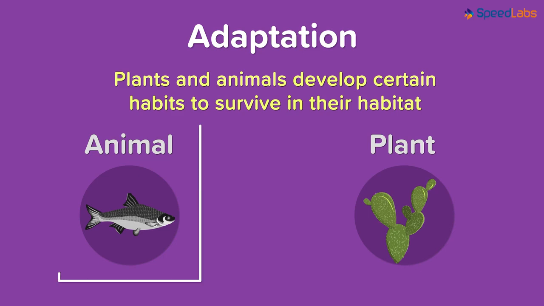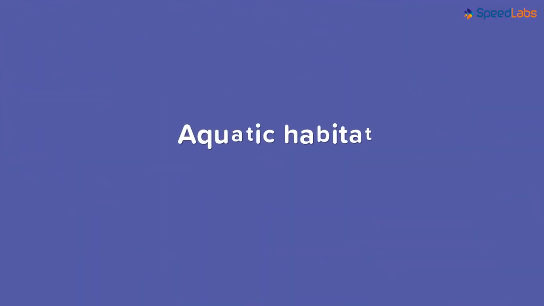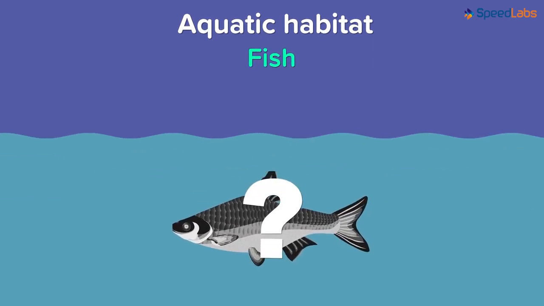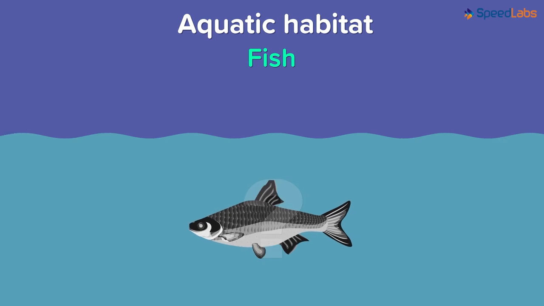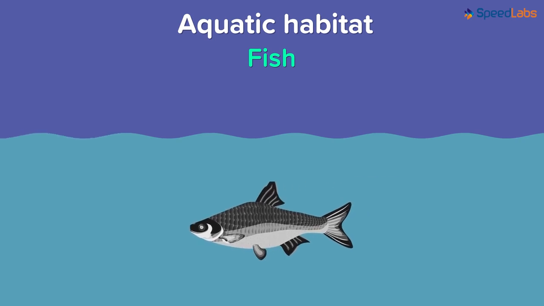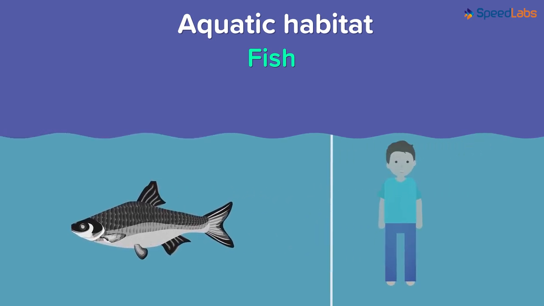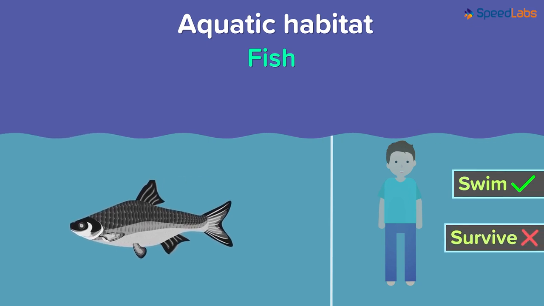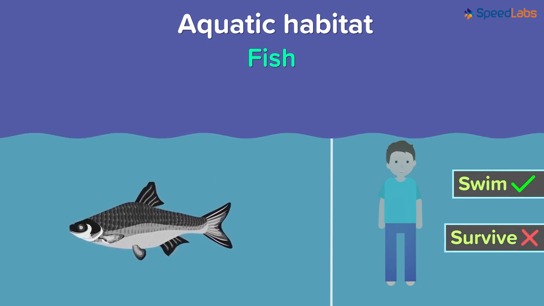We can have one example of an animal and one of a plant. Let's begin with the animal first. And the habitat we choose is aquatic habitat. Yes, we will talk about fish. Tell me one thing. Do fish have any specific adaptation for surviving in water? Can we survive in water? We can only swim, but we cannot survive in water. When it comes to spending our whole life in water, I'm sure it's not possible.